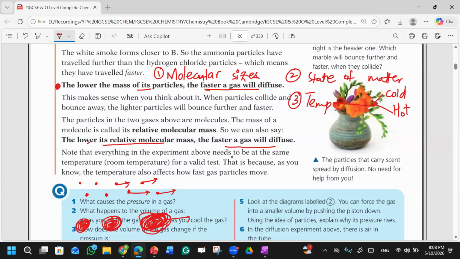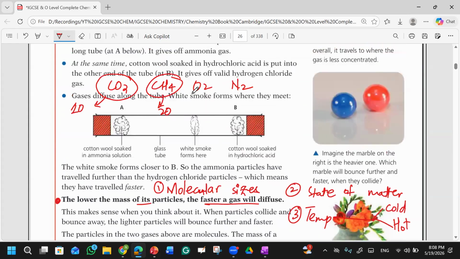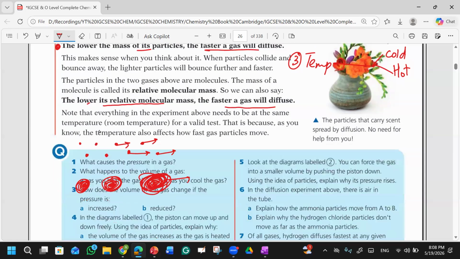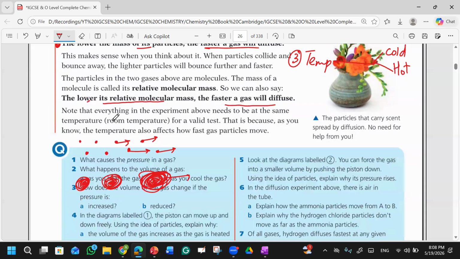Okay. What is relative molecular mass? Relative means you are relating the masses. For example, you have carbon dioxide and you have oxygen. So you are relating them. Their masses will be known as relative masses. So if the relative masses are low, definitely the gas will diffuse at a faster rate, right? Clear? So this is one factor.